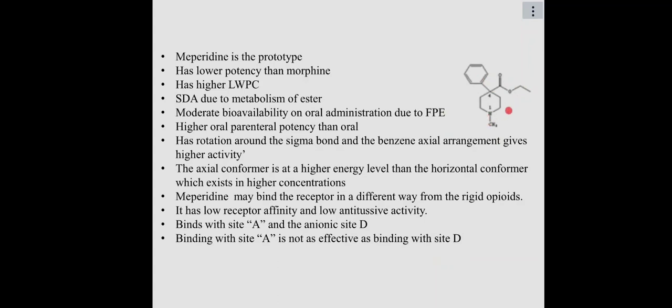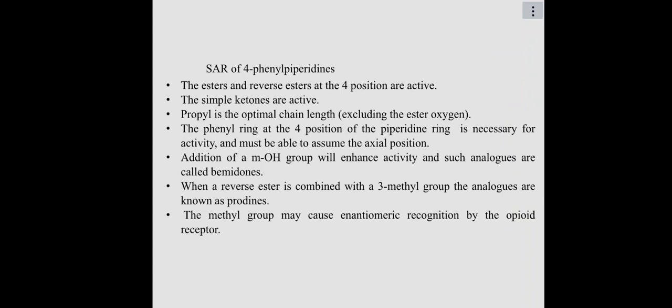Remember, site A is the one which these drugs bind when they have a large group, when they have this group which is extending outwards, they are able to bind with site D. We have said, the aromatic group binds the site D, and that's why we are saying the molecule needs to have a certain conformation if it will bind site D appropriately. But do remember, we have said it has slightly lower activity than morphine. It has slightly lower potency than morphine.